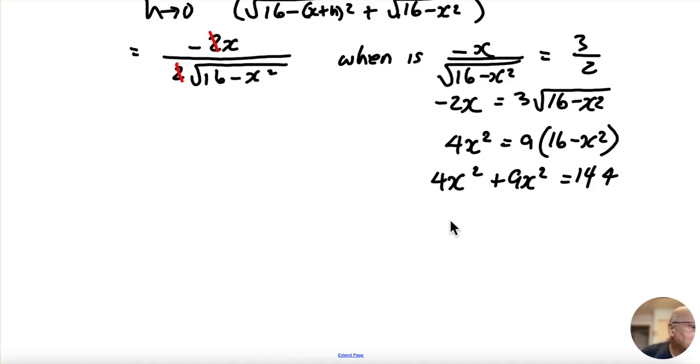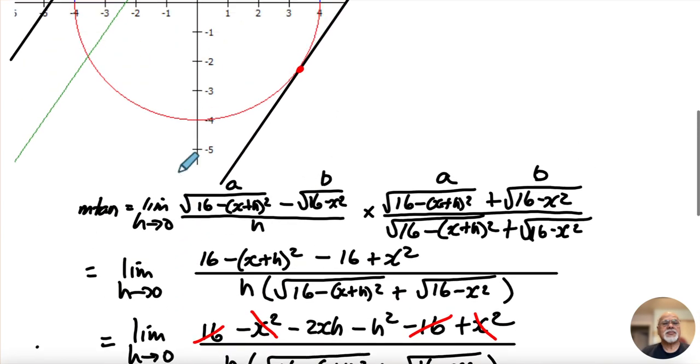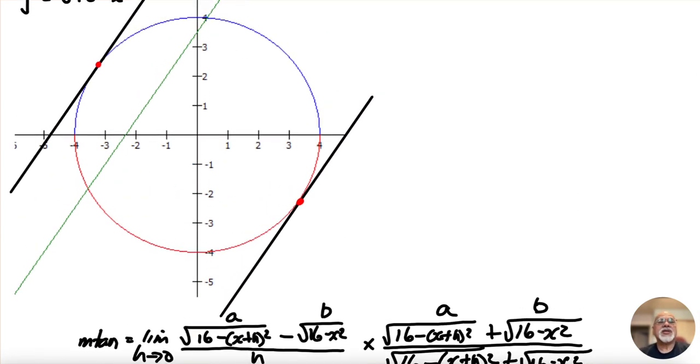And so I end up with 13x squared is equal to 144, in which case x is equal to plus or minus the square root of 144 over 13. And this is approximately, if you work this out on your calculator, plus or minus 3.3. So if you look back at the graph back here, you can see that this one's happening at 3.3 right here. And here's the other one at negative 3.3.